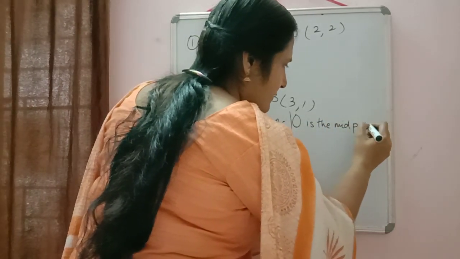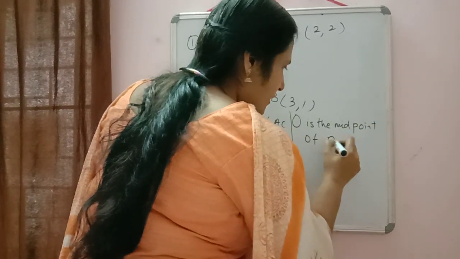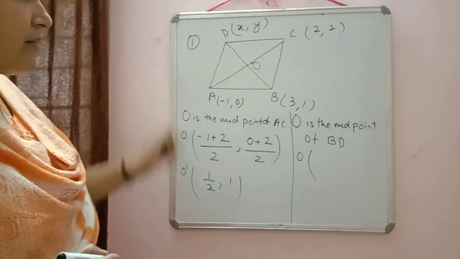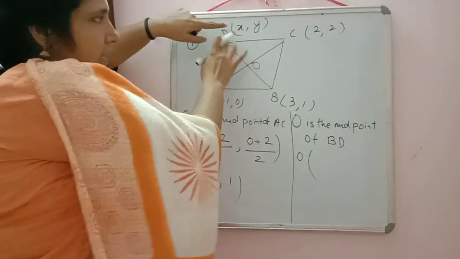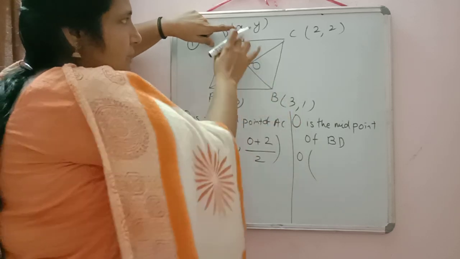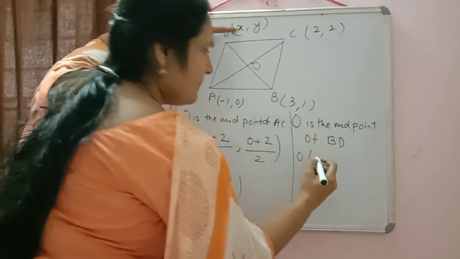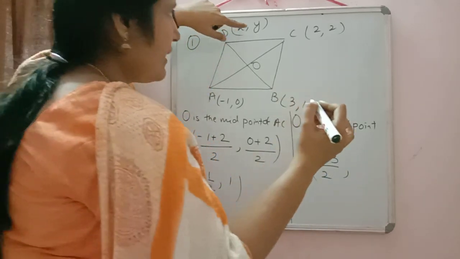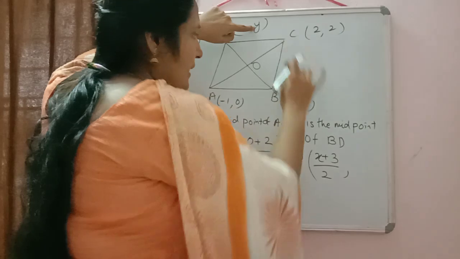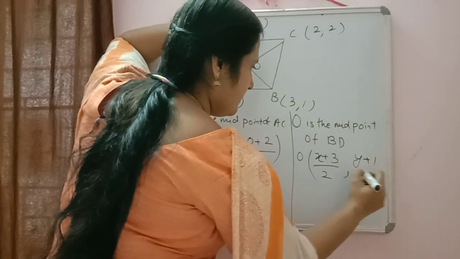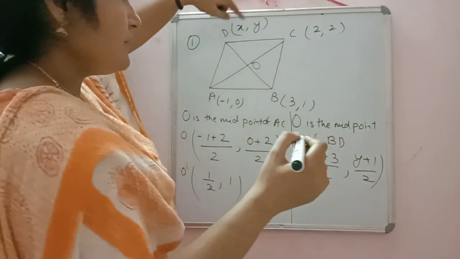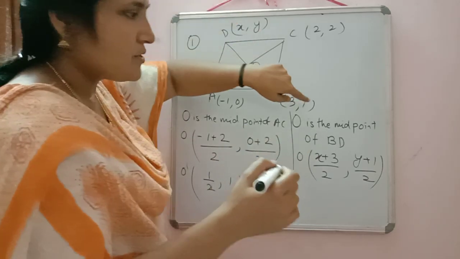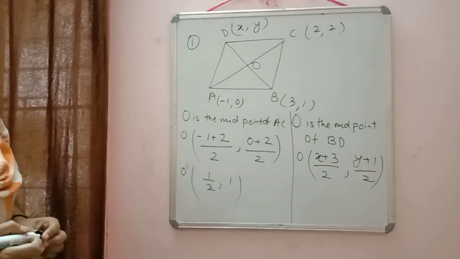In the same way, O is the midpoint of BD also. So by that concept, what will be the x coordinate of O? That we are going to write now, x and y coordinate both. So according to the concept, the x coordinate of O will be equal to (x plus 3) divided by 2. Similarly, the y coordinate will be equal to (y plus 1) divided by 2. The formula we are using is (x1 plus x2) divided by 2, (y1 plus y2) divided by 2.